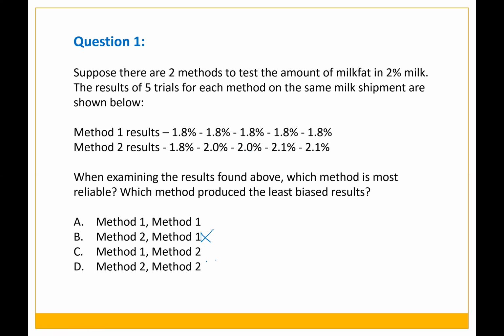So B and D are wrong. And then the least biased result. Bias is where you have all of the values prejudiced in one direction compared to the actual. So the actual value is 2% milk, but method 1 gives you every one of them very small, all smaller than 2%. So there's a strong prejudice towards the smaller number, so it's the more biased result. So 1 is not right. In 2, there are some variations, and it actually goes above and below 2%, so it's less biased. So it's going to be method 1 and then method 2. So it's going to be C.